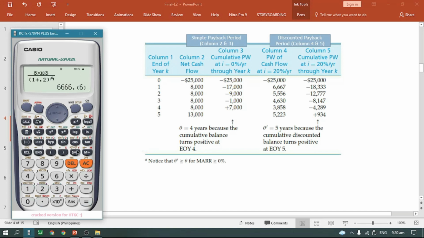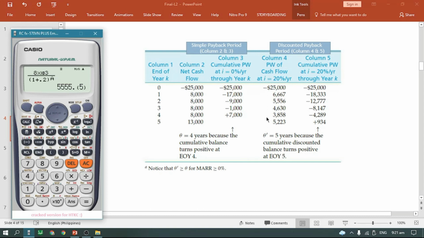So, that is 6,667, rounded off. So, at the end of the second year, we earn another 8,000. How do we compute its present worth? We convert it to present worth. That would be 5,556. It's the same up to the fourth year.